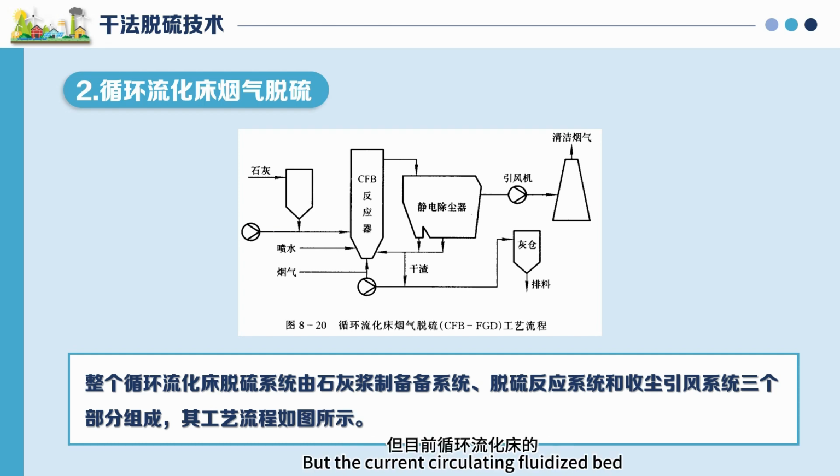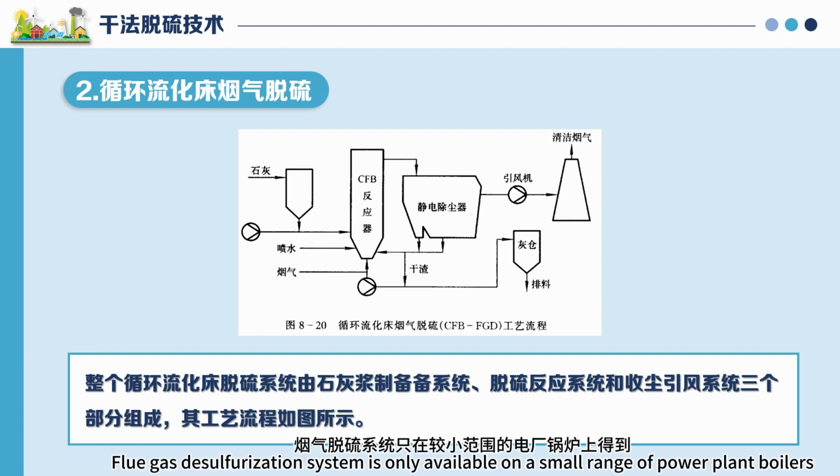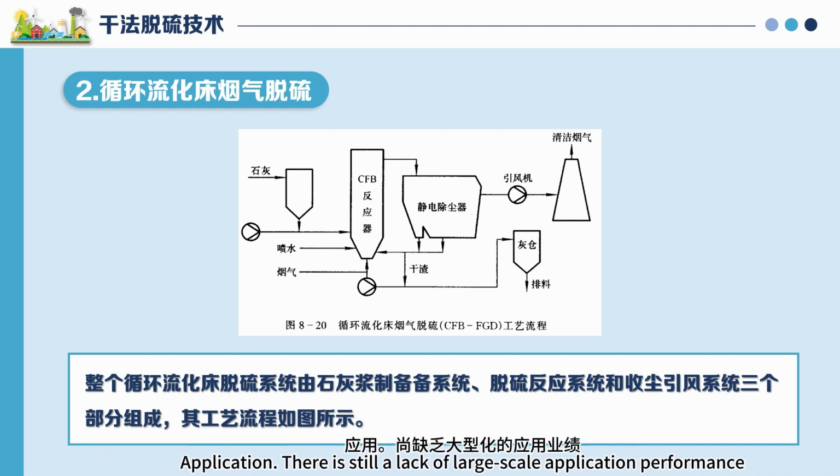But the current circulating fluidized bed flue gas desulfurization system is only applied on a small range of power plant boilers. There is still a lack of large-scale application performance.